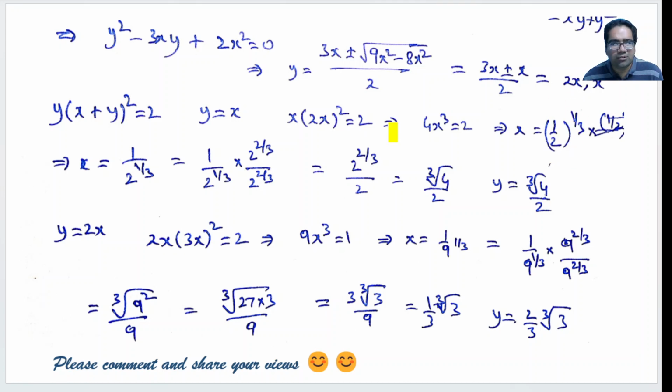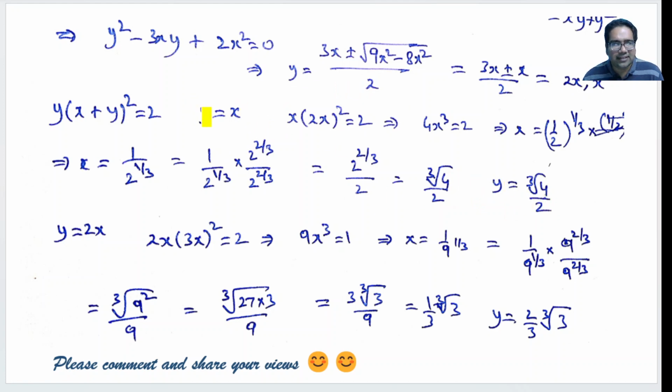Let us rationalize this: 1 by 2 whole power 1 by 3. We can multiply both numerator and denominator by 2 power 2 by 3, right, so that we get a rational number in the denominator. This makes it 2 power 2 by 3 by 2. What is 2 power 2 by 3? This is the cube root of 2 square, which is the cube root of 4. So y equals cube root of 4 by 2. When x equals cube root of 4 by 2, y is x, so y is also equal to cube root of 4 by 2. Right. We just simplified this x, then y is automatically equal to x.